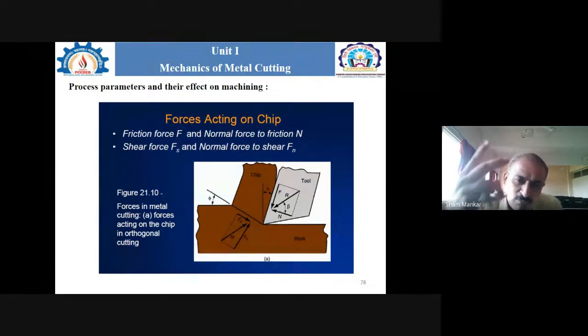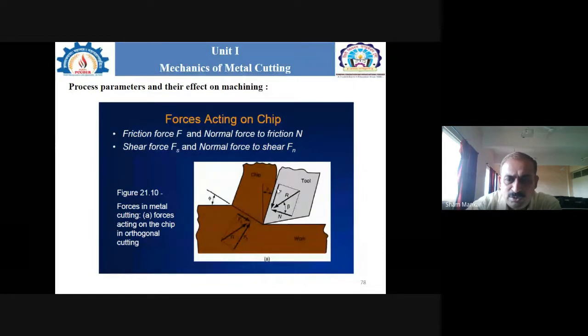The first force normally acting on the chip, which is mentioned here, is the friction force and the normal force to the friction. If we consider the diagram on slide 78, capital F is shown here, that is the friction force, and the normal force to the friction, N. And this is the resultant force R.